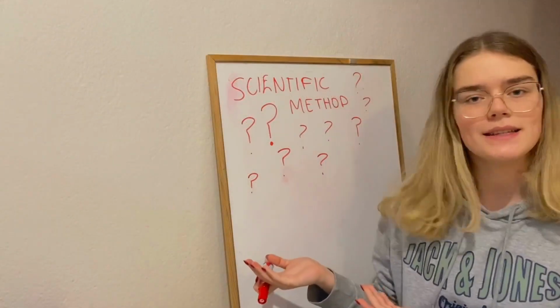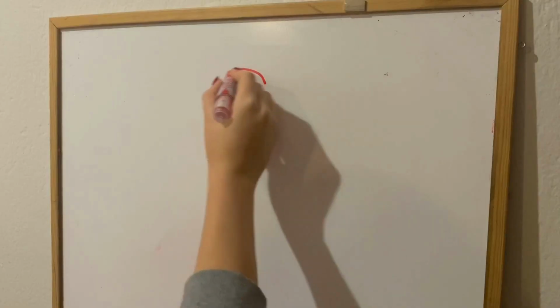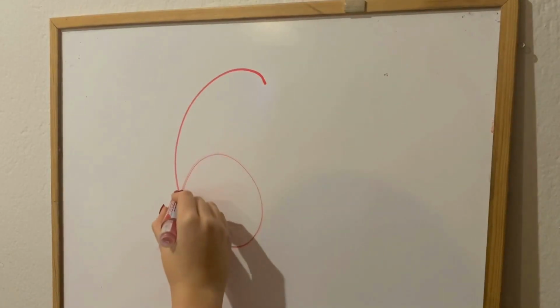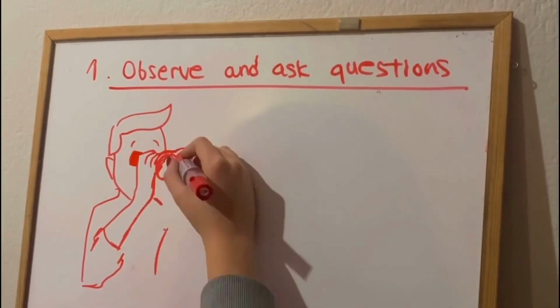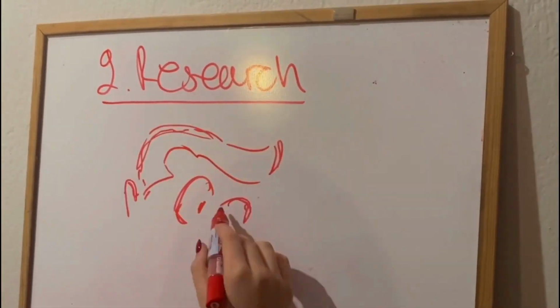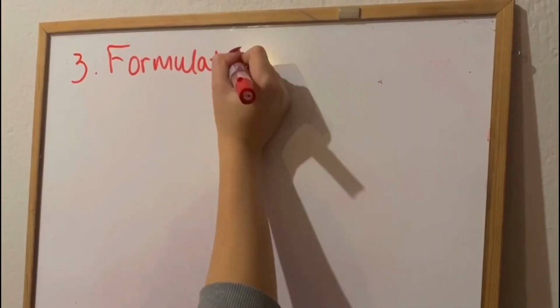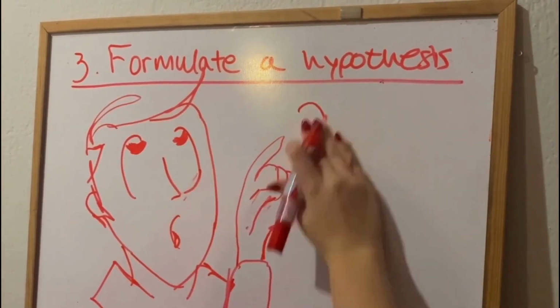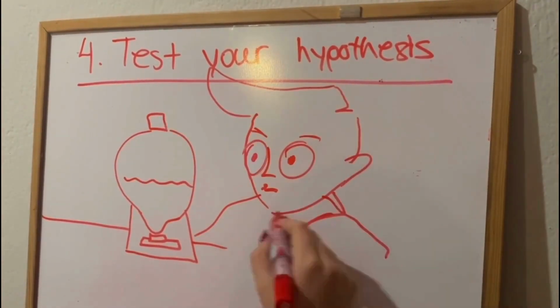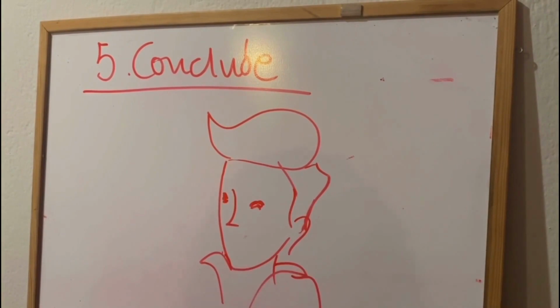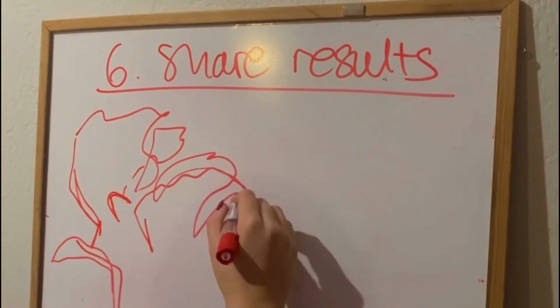But what is this scientific method they're talking about? The scientific method can be explained in 6 separate stages, beginning with observation and asking questions. Then we have research. After that, we have the formulation of a hypothesis. 4th, test your hypothesis. 5th, make some conclusions. And 6th, share your results with others.